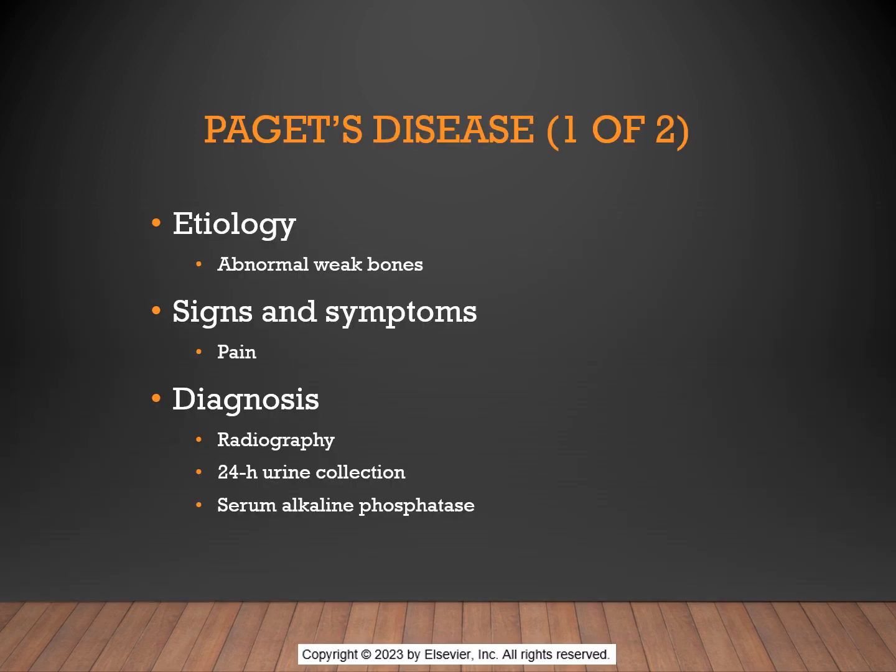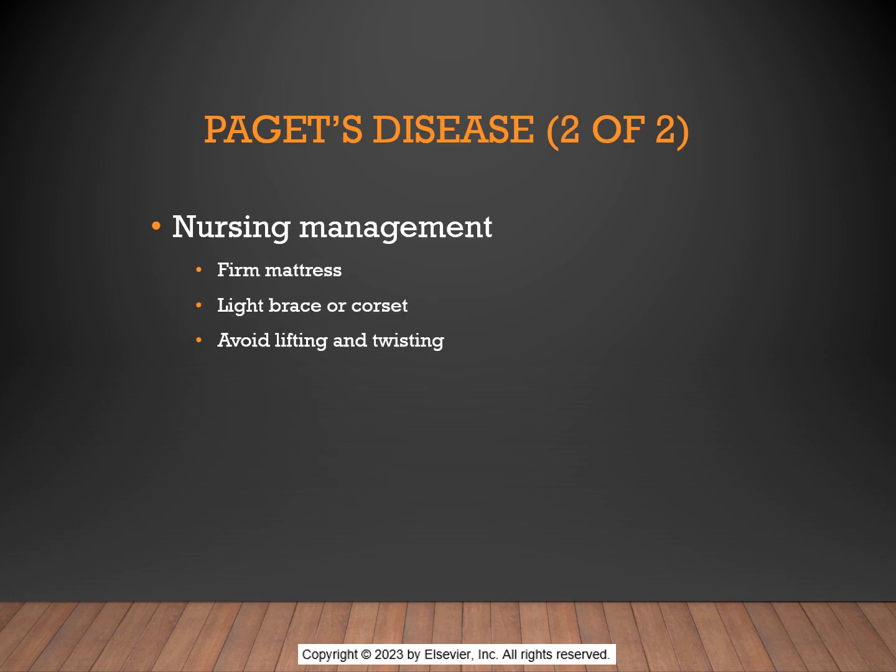Paget disease is a problem of abnormal bone resorption, followed by the replacement of normal bone marrow with fibrous connective tissue. The cause of Paget disease is unknown, although it does occur in clusters in some families. Diagnosis is done by radiograph and laboratory testing. The main problem is pain. A firm mattress, wearing a corset or light brace to relieve back pain, and proper body mechanics are essential. The patient should avoid lifting or twisting.